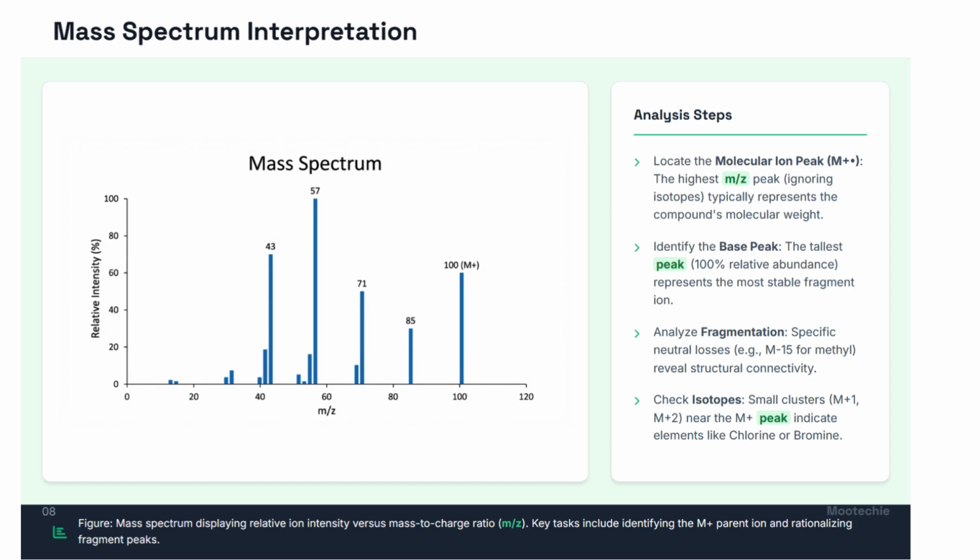Specific neutral losses like M-15, which suggests loss of a methyl group, can reveal structural connectivity. And fourth, check for isotopes. Look for small clusters of peaks near the M+ peak, like M+1 or M+2, as these can indicate the presence of elements like chlorine or bromine. The figure caption reminds us that this is a mass spectrum displaying relative ion intensity versus mass-to-charge ratio, and that our key task is to identify the M+ parent ion and rationalize the fragment peaks.